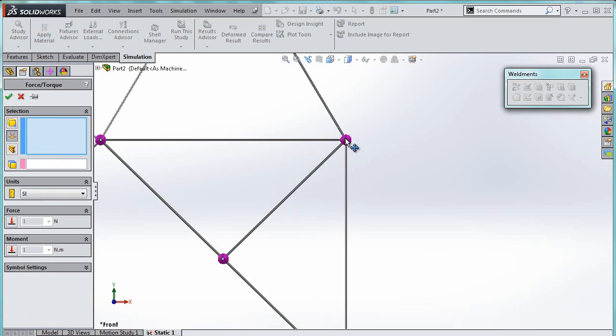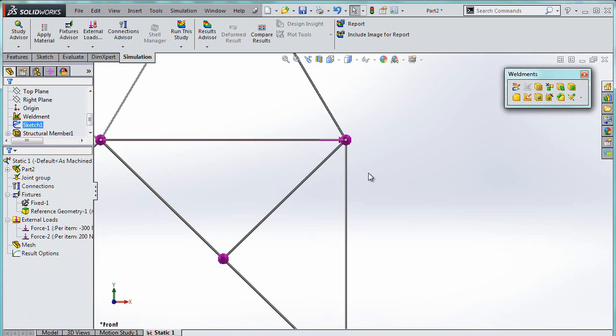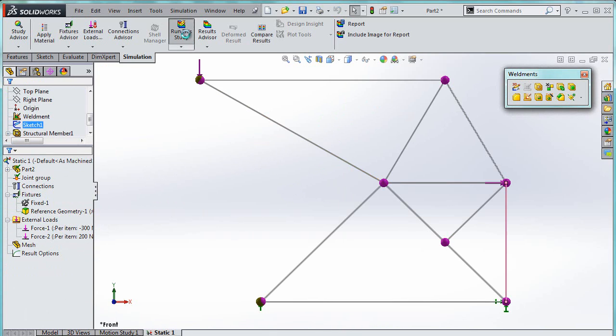And then over here, I want another force. It's a pin thingy. And select a line. So it's along that line. And it's a 200 Newton force. And it's the correct direction, which is amazing because that pretty much never happens. All right, I'm in good shape. Now I'm going to run the study.